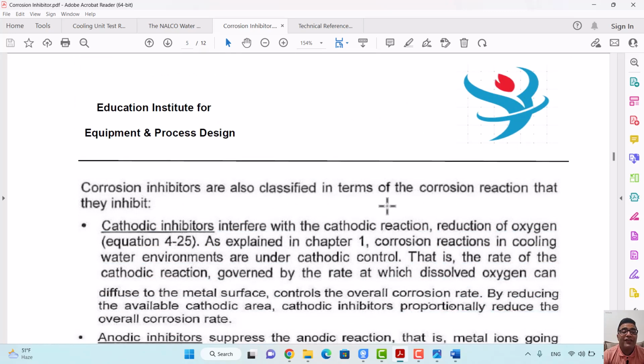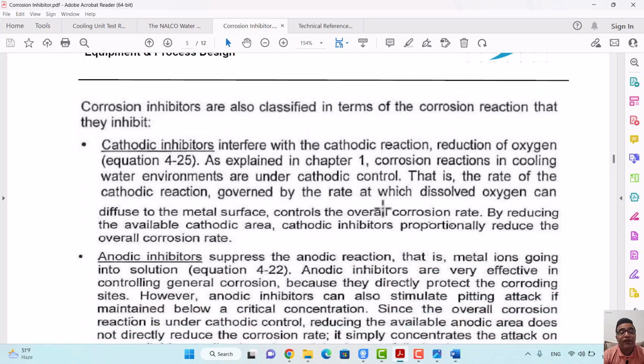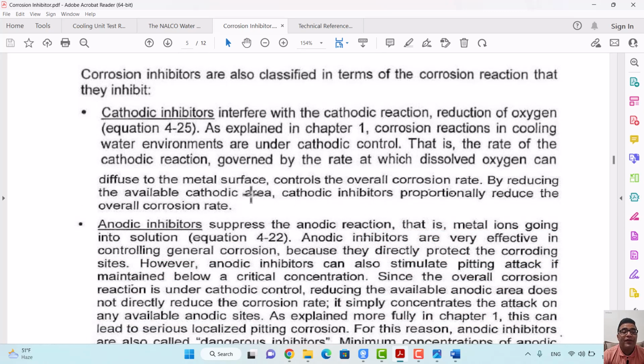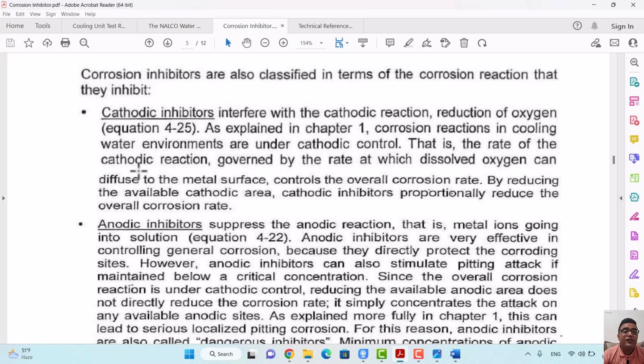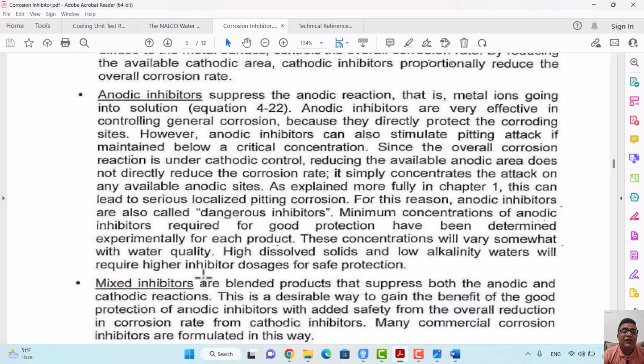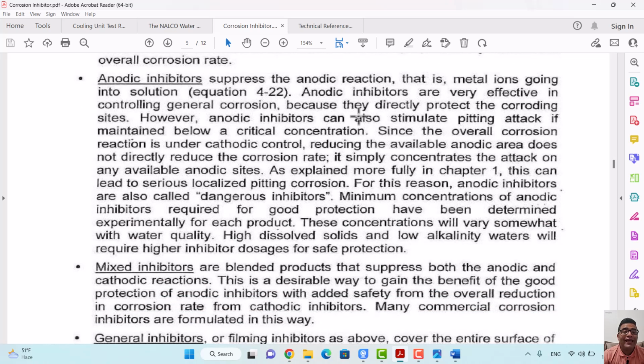And of course we discussed these corrosion inhibitors from another perspective, from the reactions perspective. We divide them into four groups: catalytic inhibitors, anionic inhibitors, mixed inhibitors and general inhibitors. Catalytic inhibitors are added in order to inhibit the catalytic reactions. Anionic inhibitors are added to prevent anionic reactions. And here we stated that the minimum required amount of anionic inhibitors should be used in order to prevent localized attack or pitting corrosions.